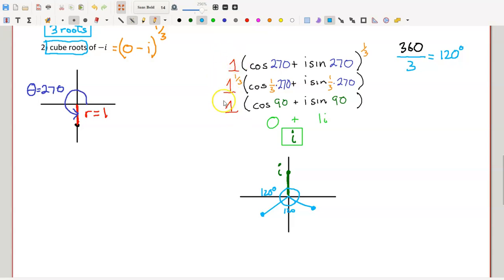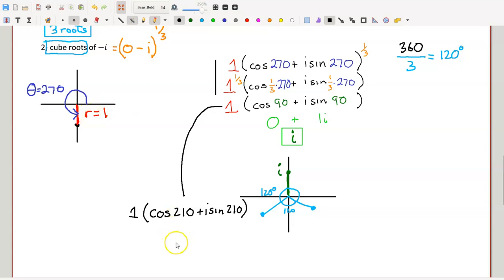So over here, since we have this radius of 1, it doesn't really help us to have that. It doesn't change anything if we get rid of it. So we can just take, remember, the part after the formula. We already did the formula right here. So you want to take this part right there and just say cosine, let's see here. This is 90 plus 120 is 210. So cosine 210 plus I sine 210. And technically there's a 1 in there. Doesn't change the answer, but I'll put it there because it's not always going to be 1.